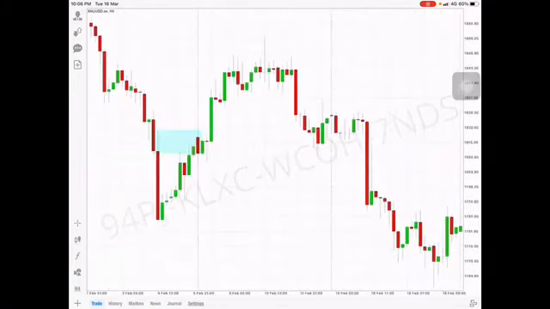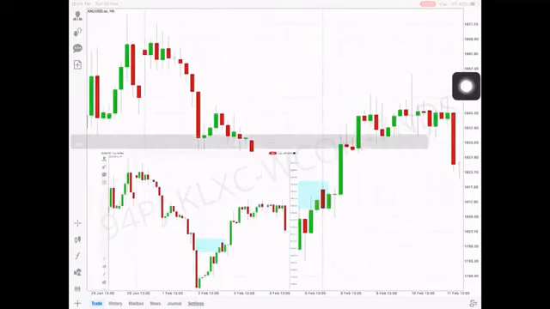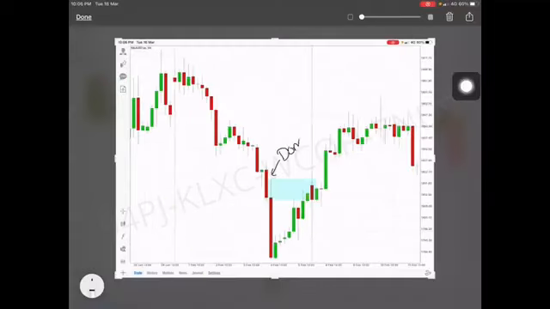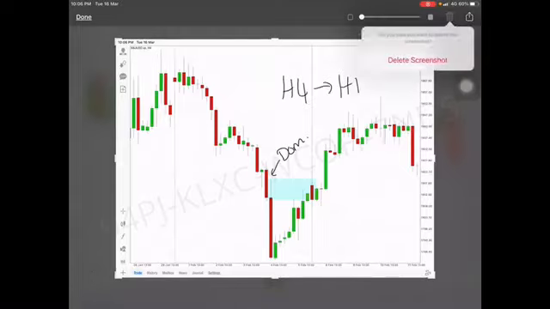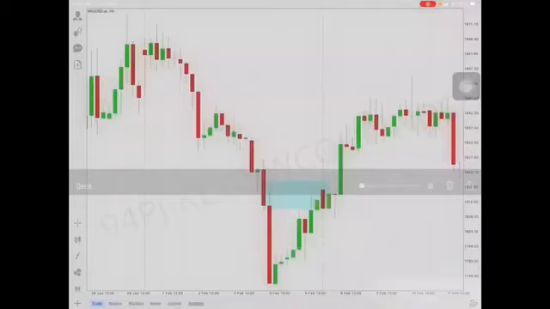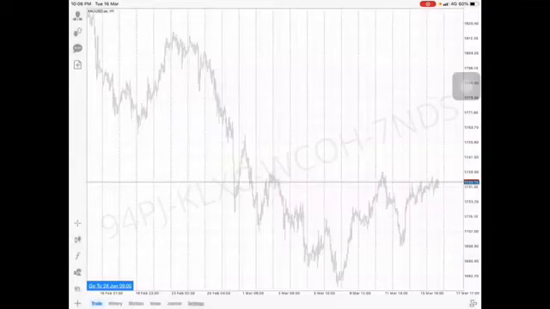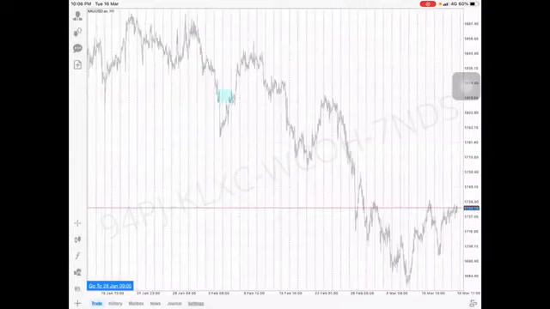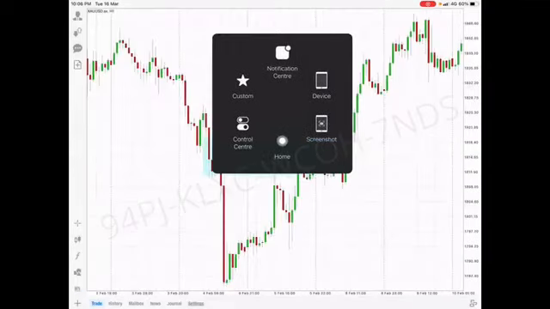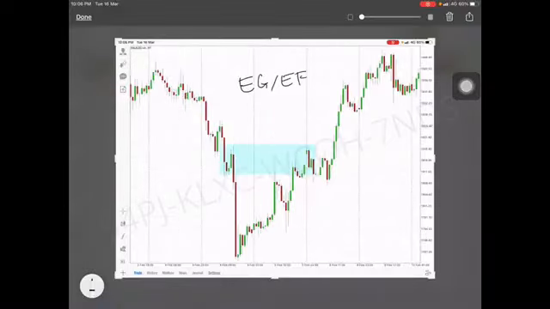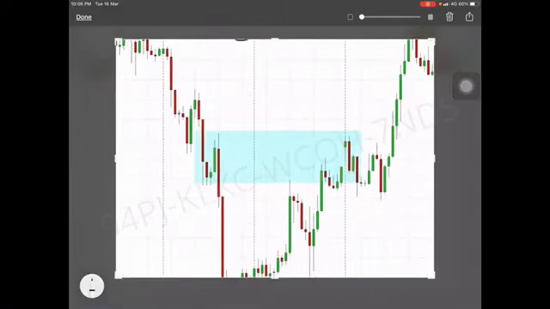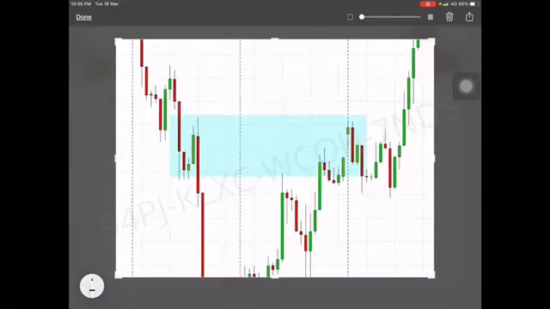So this is your DOM. This is your DOM area. Now we are on H4. So where do we go? H1. So we're going to go to H1. Wait, where's the marking? Now, do you see any engulfing or any EF or any sideways? Sideways in the zone? No. Do you see any? So this is your engulfing sell.